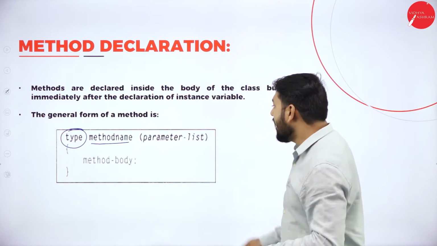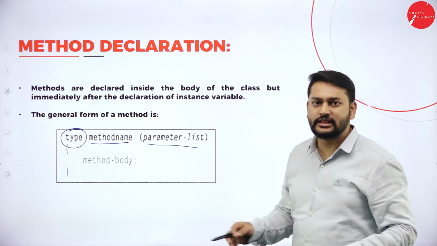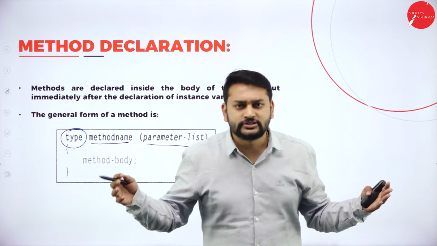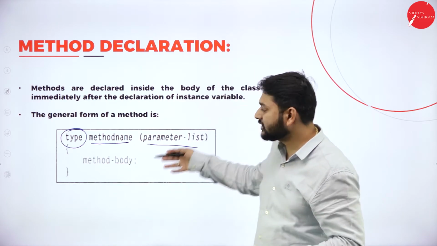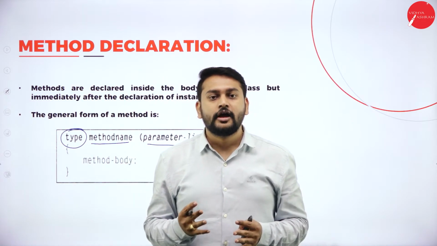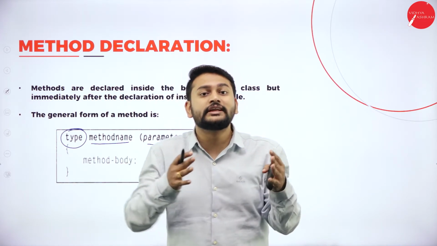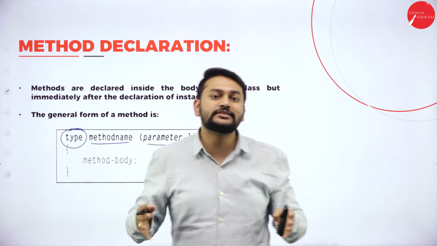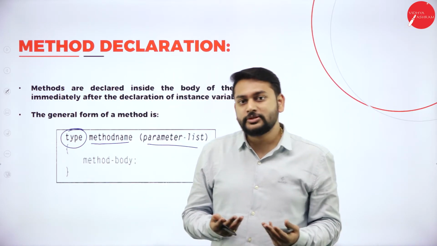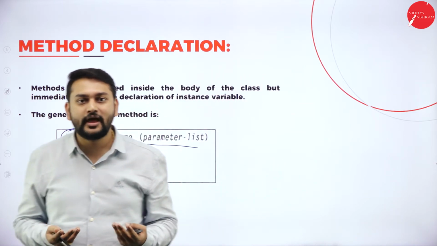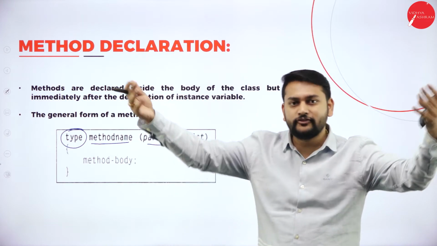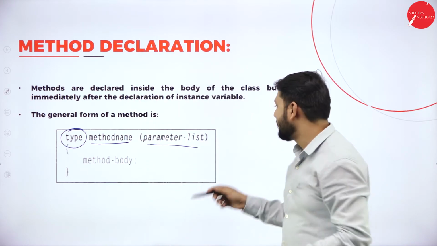Followed by that, I have the parentheses. Inside that, I will have a parameters list. So what are these parameters? Imagine this method is like the process of preparing biryani. If I want to prepare biryani, what are the ingredients that I need? I need rice, I need vegetables. Imagine I'm preparing vegetable biryani. I need a lot of ingredients, right? All these things I will call parameters.